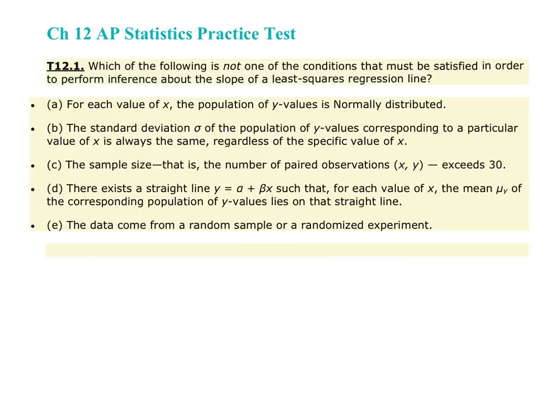Let's look at the Chapter 12 review questions. Number 1, which of the following is not one of the conditions that must be satisfied in order to perform inference about the slope of a least squares regression line? So remember, your acronym for this is going to be LINER.